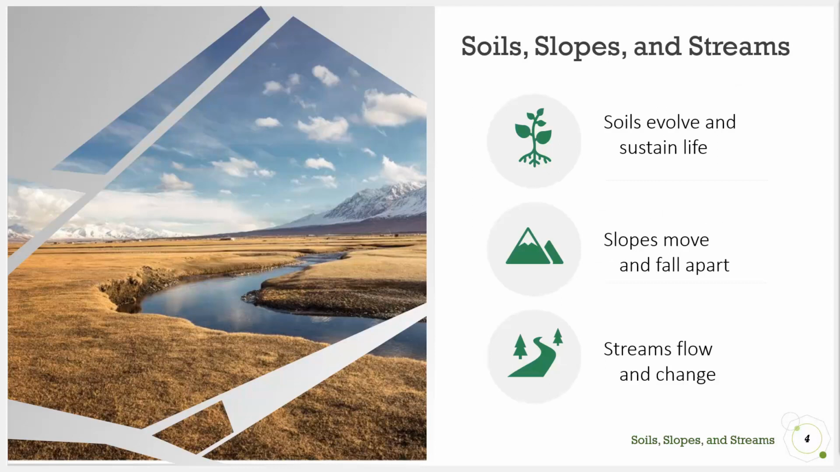So the surface on which we live, it's beautiful, it's constantly changing. And the processes that shape this surface are critical for providing us the resources on which we rely. Soils evolve and sustain life. They give us a place to grow food. Slopes give us high ground, expose rocks and minerals at the surface. And streams deliver nutrients from soils to oceans, provide fresh water, and connect cities and towns.